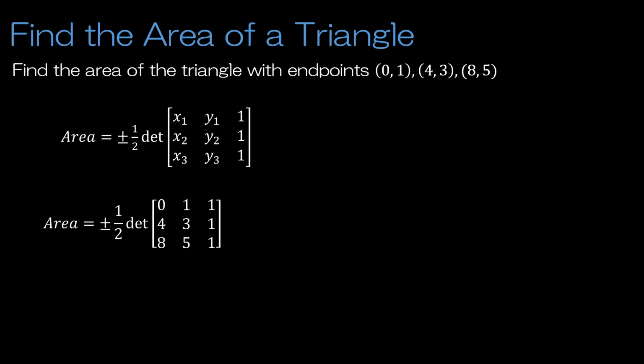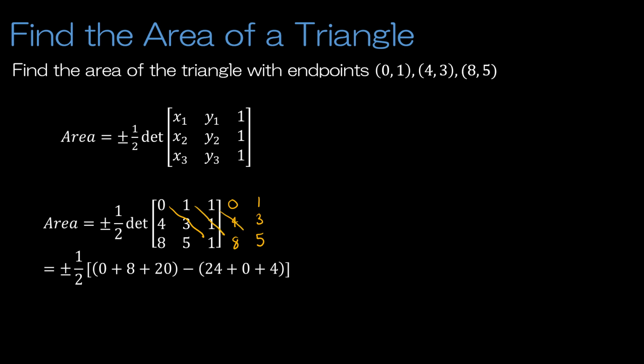Now I'm going to go about finding the determinant. Again, I used the diagonal method, but you can use cofactor expansion or whatever method that you like best. But I went ahead and rewrote 0, 4, 8, 1, 3, 5, and then I started working. I said, let's take 0 times 0 plus 8 plus 20, which is 28, and that's the downward diagonals. The upward diagonal is 24 plus 0 plus 4. And in this case, if you'll notice, I get 28 minus 28, which is 0.